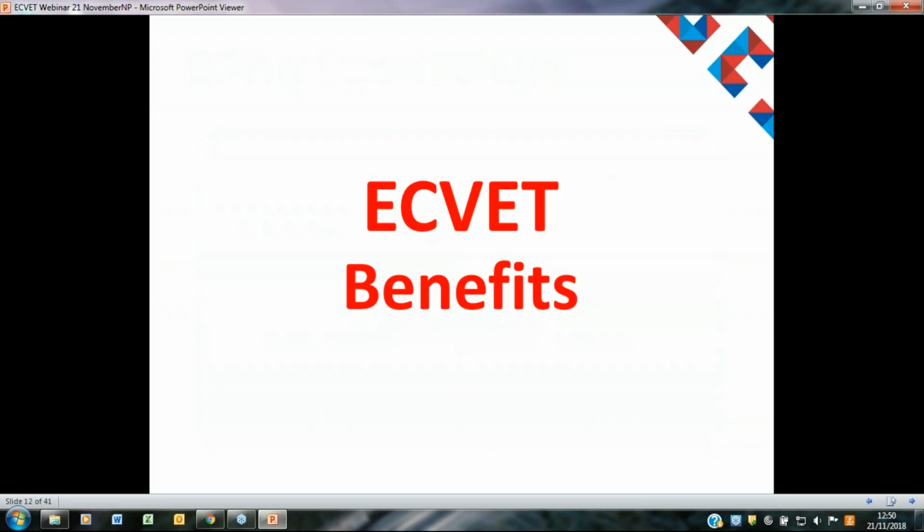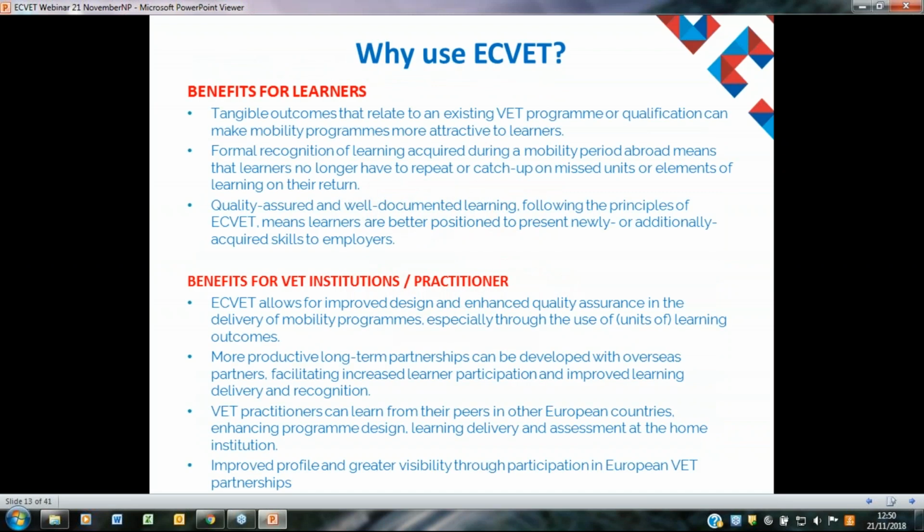There clearly has to be a benefit. If ECVET is not compulsory, why use it? Well, there are benefits for both parties. There are benefits for the learners, who should be the most important element of a mobility program. What ECVET does, by using identified learning outcomes that relate to their existing program, it makes mobility programs more attractive to learners. They see a point to it.